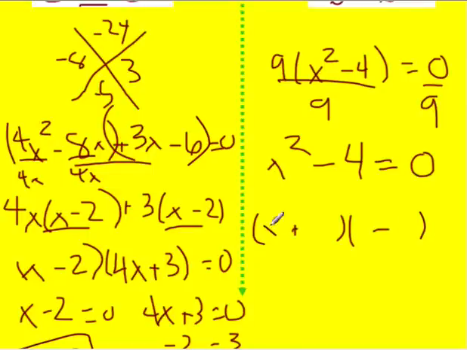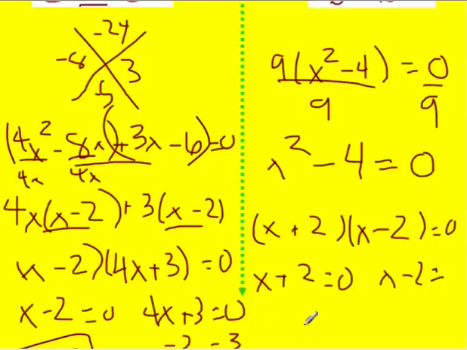So square root of the first term is x. Square root of the second term is 2. And that's equal to 0. So x plus 2 is equal to 0, and x minus 2 is equal to 0. So then you go ahead and solve each of those equations for x, and you end up getting that x is 2 or negative 2.